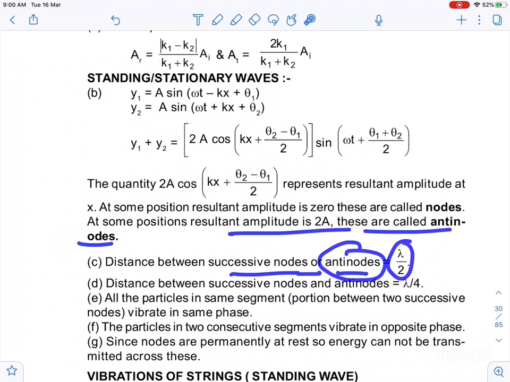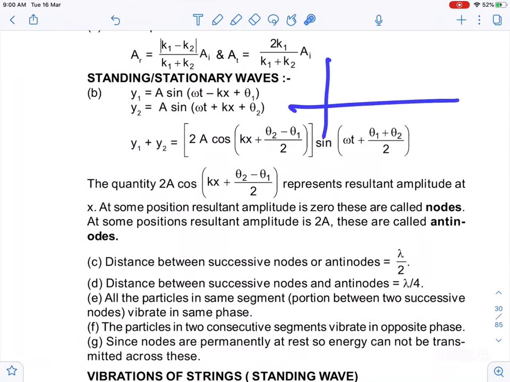The distance between two consecutive nodes or two consecutive antinodes is lambda by 2. Because, see, I am just writing these two consecutive nodes, and the distance is how much? Lambda by 2. And for two consecutive antinodes, this and this, the distance is lambda by 2.